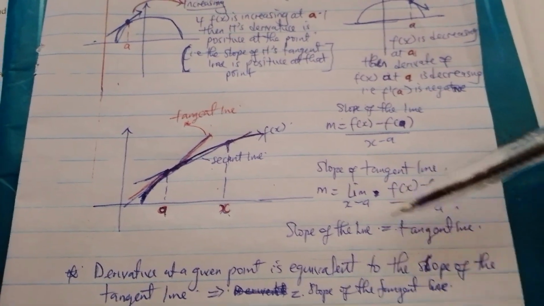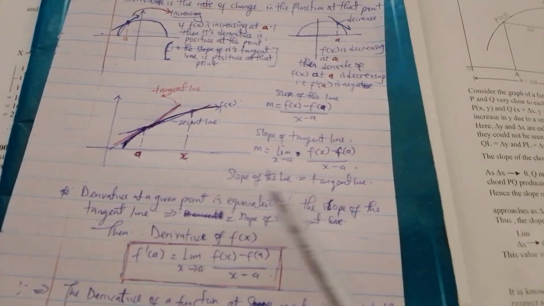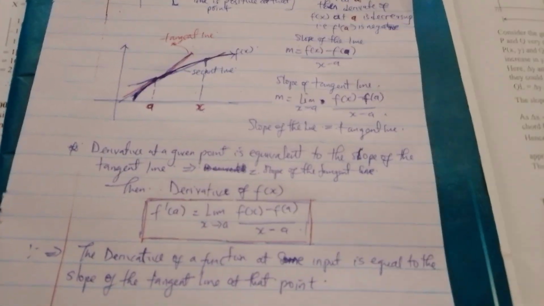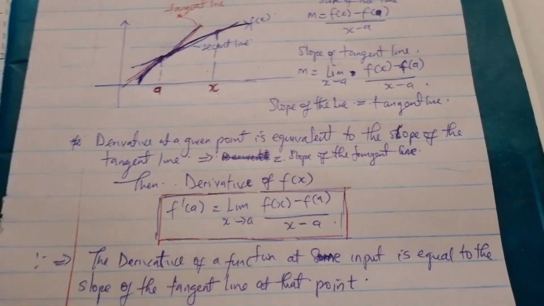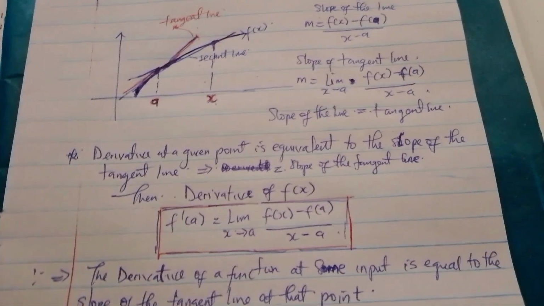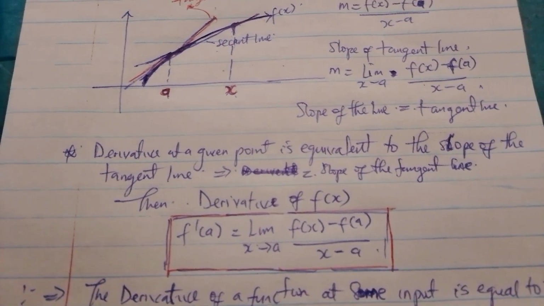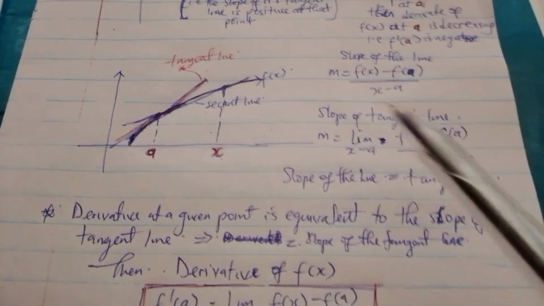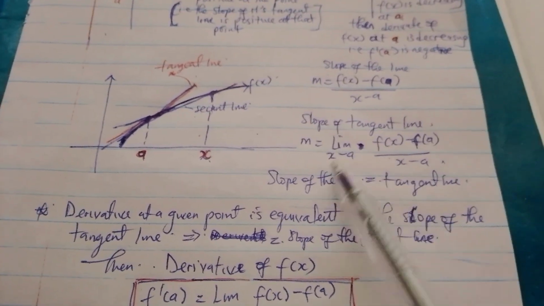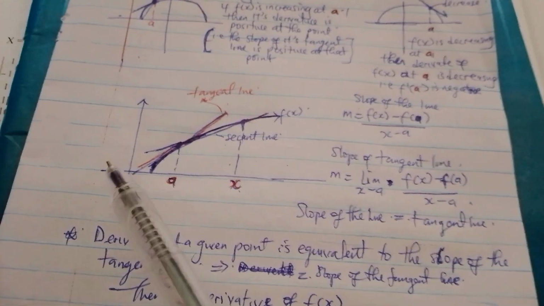Now, if the slope of the tangent is this, remember I said that the derivative and the slope of the tangent are the same thing. Let's look at it. The derivative at a given point is equivalent to the slope of the tangent line. Let me recap. That is, the derivative here is the same thing as this slope of the tangent line. This formula is still the same thing as the meaning of derivative.